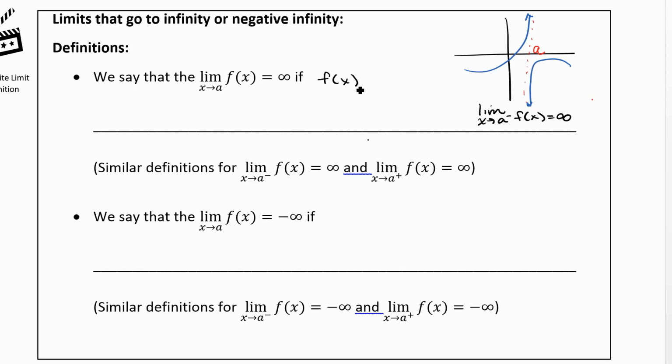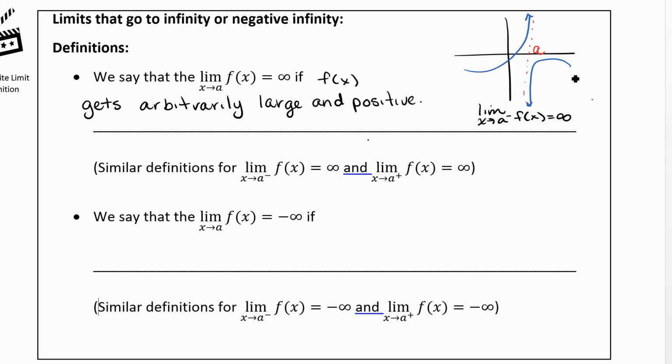f of x gets arbitrarily large and positive. Okay, so we're saying it grows without bound in the positive direction.